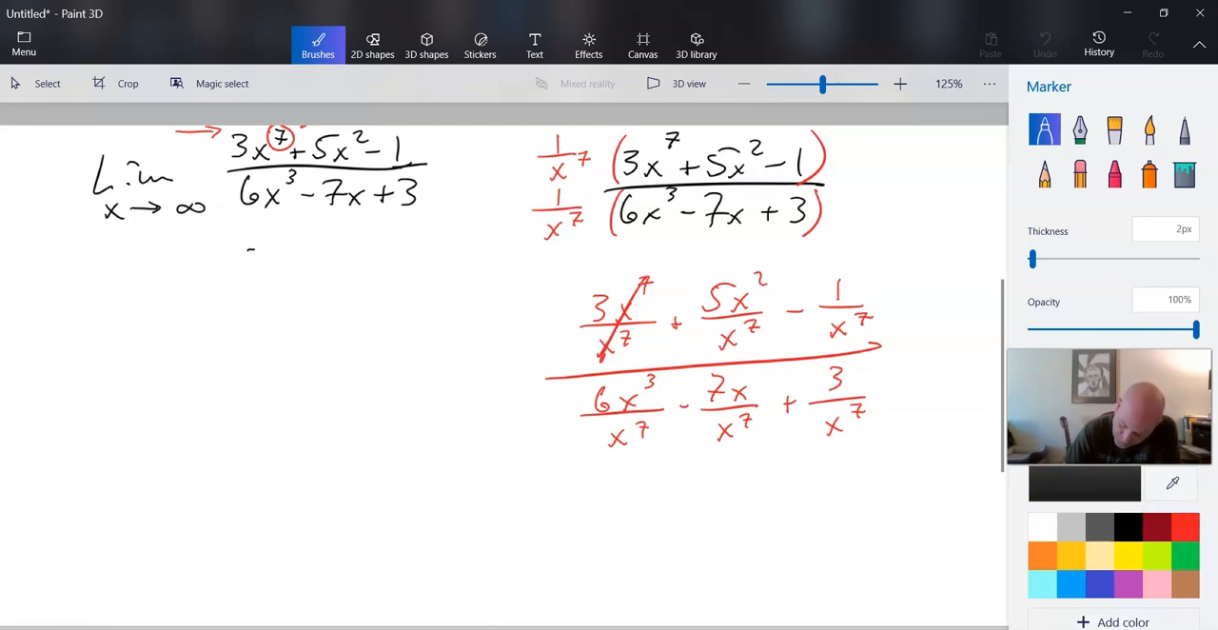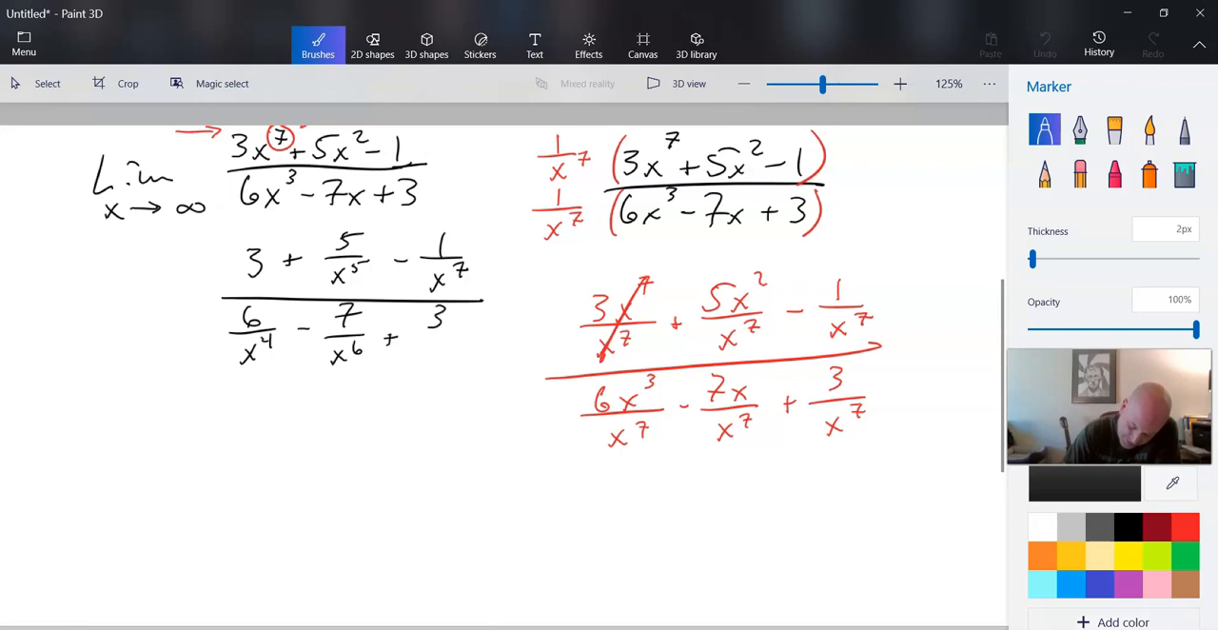So the first term would be 3, and then let's see, that's x squared over x to the 7th, so that would be plus 5 over x to the 5th, minus 1 over x to the 7th. And then down here, I have 6 over x to the 4th, minus 7 over x to the 6th, and the last thing is plus 3 over x to the 7th. Woo, that's good stuff right there.